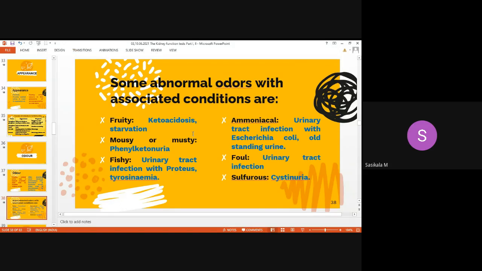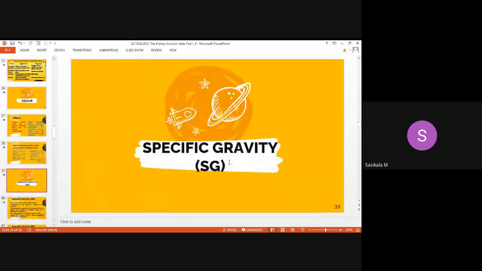Fruity odor represents ketoacidosis and starvation, and this condition will be observed during diabetes mellitus. Then phenylketonuria gives a mousy or musty odor. UTI with Proteus and tyrosinemia gives a fishy odor to the urine. Ammoniacal odor is due to standing for some time, with conversion of urea to ammonia by Escherichia coli. Then foul odor is due to UTI, and sulfurous odor is due to an amino acid metabolic disorder.